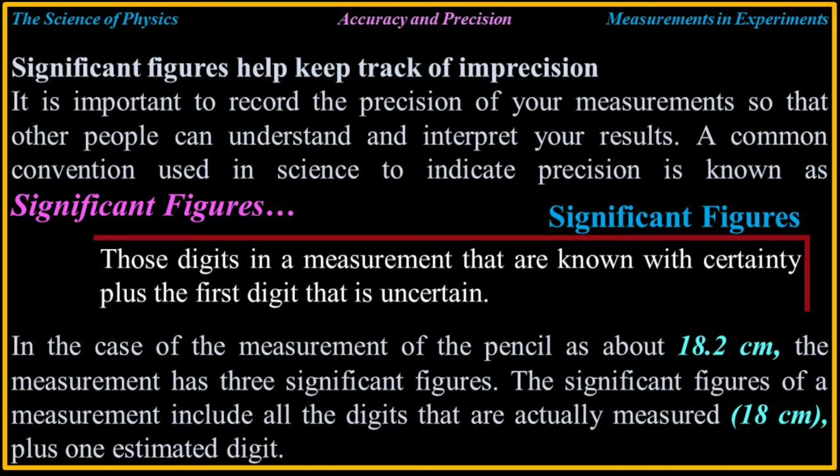Significant figures help keep track of imprecision. It is important to record the precision of your measurements so that other people can understand and interpret your results. A common convention used in science to indicate precision is known as significant figures. Those are the digits in a measurement that are known with certainty, plus the first digit that is uncertain. In the case of the measurement of the pencil as about 18.2 centimeters, the measurement has three significant figures. The significant figures include all the digits that are actually measured, 18 centimeters, plus one estimated digit.